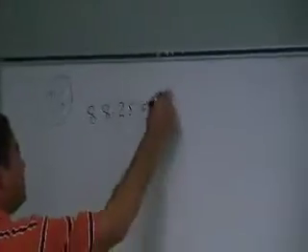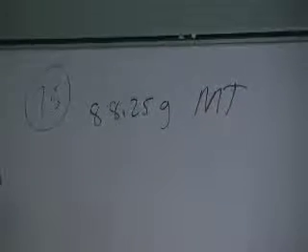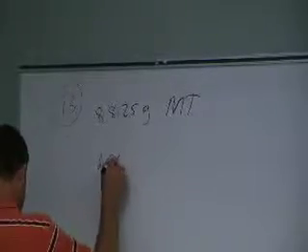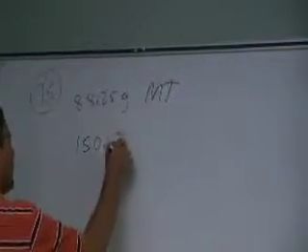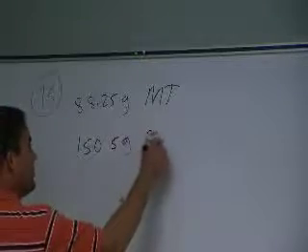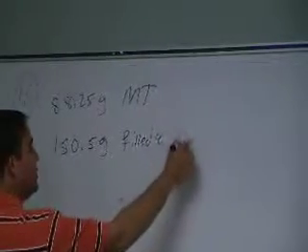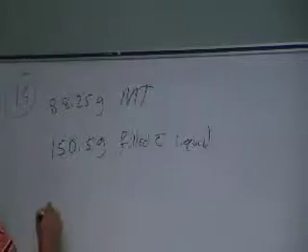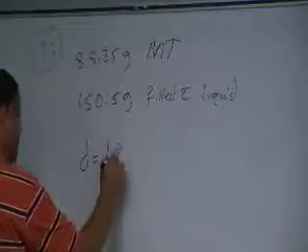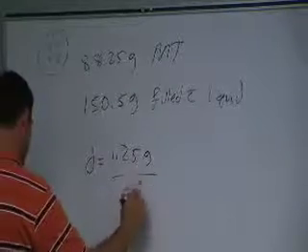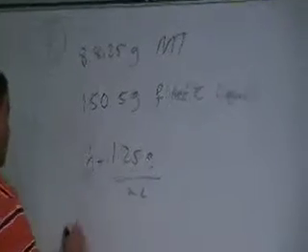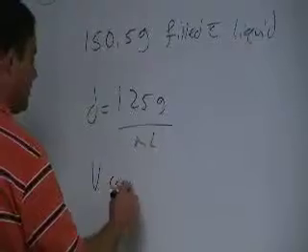88.25 grams. All right, so this right here is an empty container. The mass of the container when filled with a liquid is 150.5 grams. So this right here is filled with a liquid. And it says here that the density of that liquid is 1.25 grams per milliliter. And it wants to know what's the volume of the container.